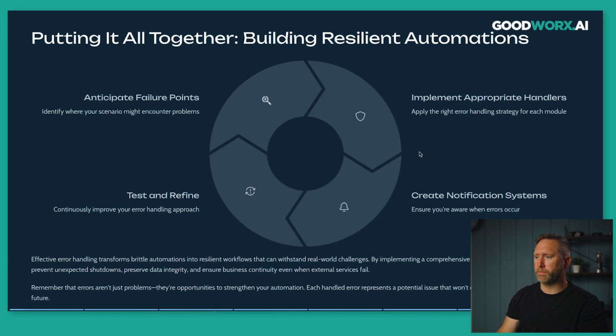So let's put it all together. Building resilient automations: anticipate failure points, implement appropriate handlers, create notification systems, test and refine. Those are basic principles of any kind of development, whether you're developing web applications or apps or websites or automations. You always want to be anticipating failure points and taking action in case something bad happens.